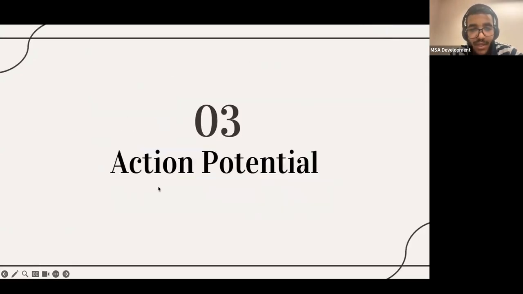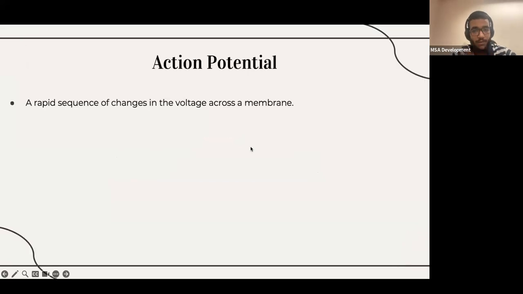Now let's talk about the main part of this lecture, which is action potential. So action potential is a rapid sequence of changes in the voltage across a membrane. And how is an action potential triggered? It's when the graded potential is strong enough to reach the threshold. Now, the action potential has three phases.